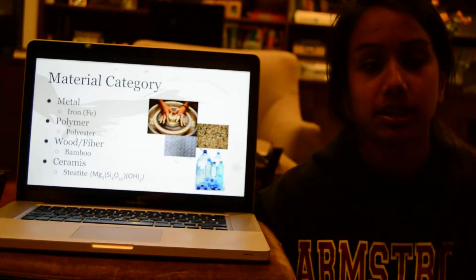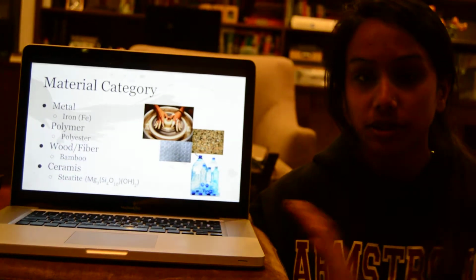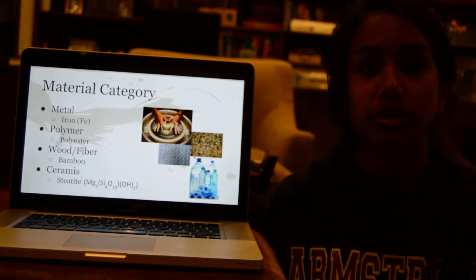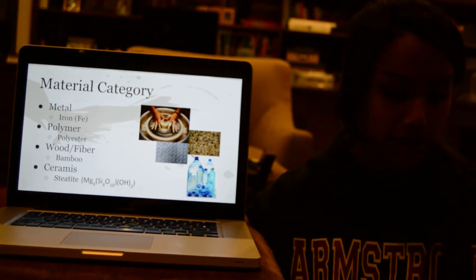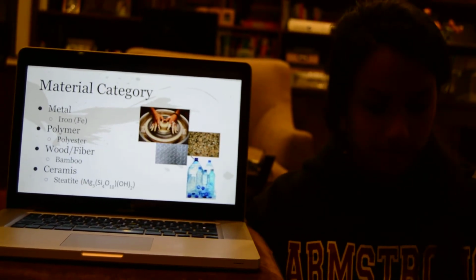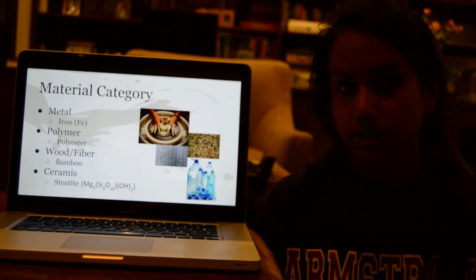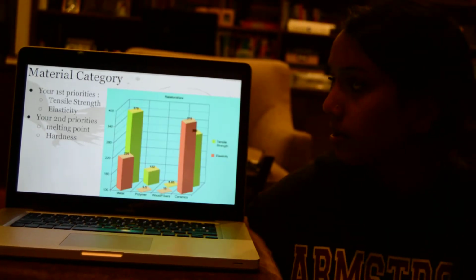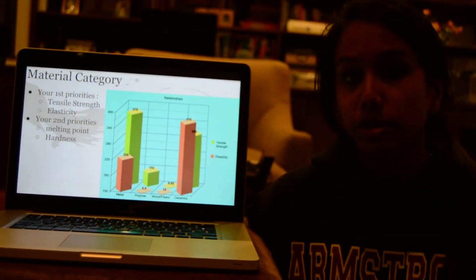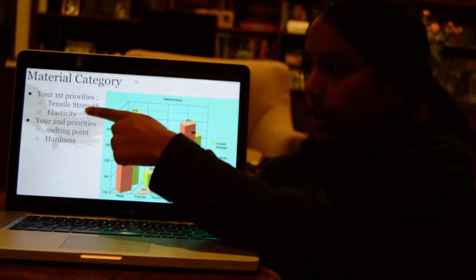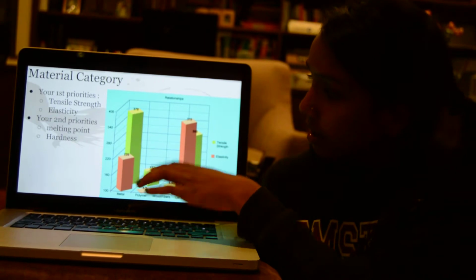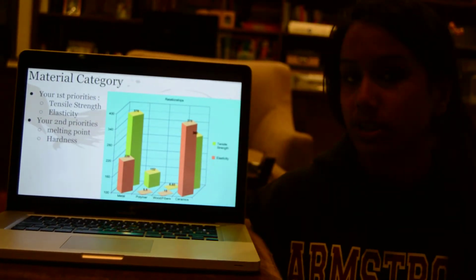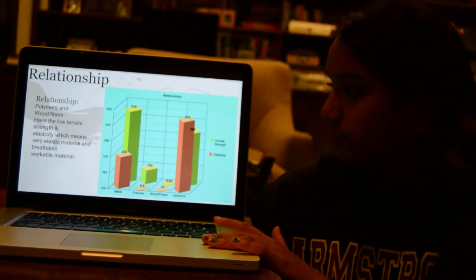Material categories. All four of these materials are something we could consider making Shanti's shirt out of. It could be metal, polymer, wood, or ceramics. We know that his first priority is tensile strength and elasticity, which on the chart is both very low. And then the second priority is melting point and hardness.